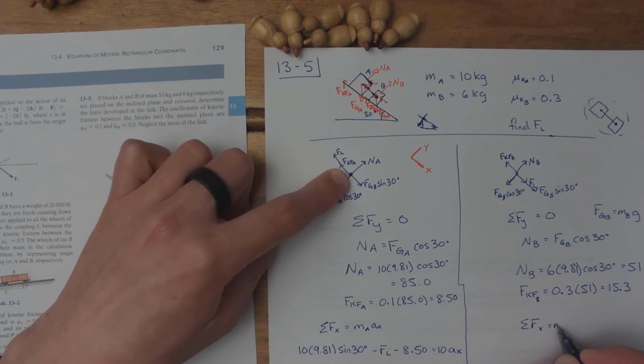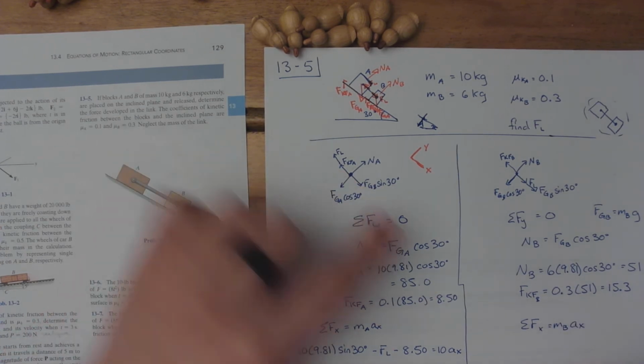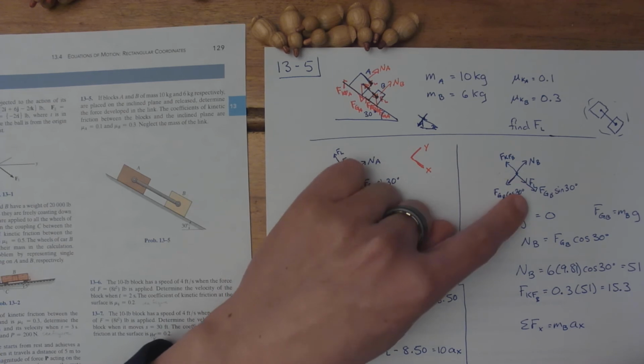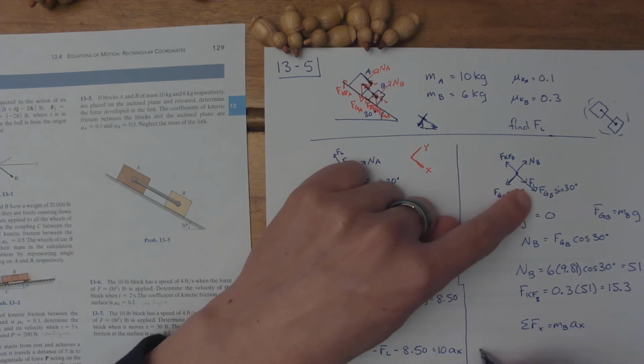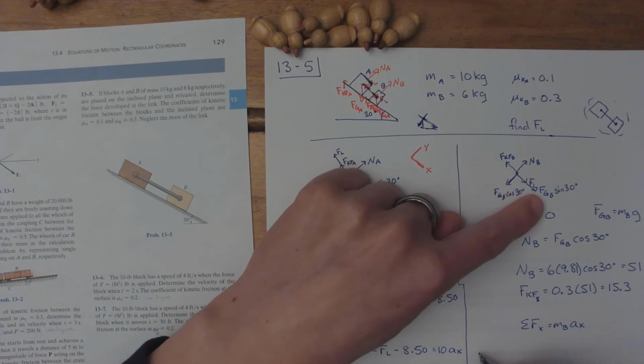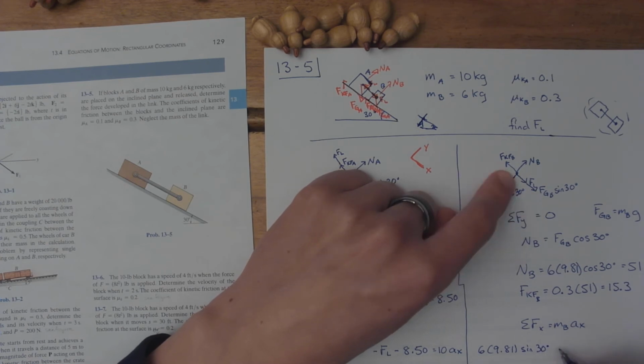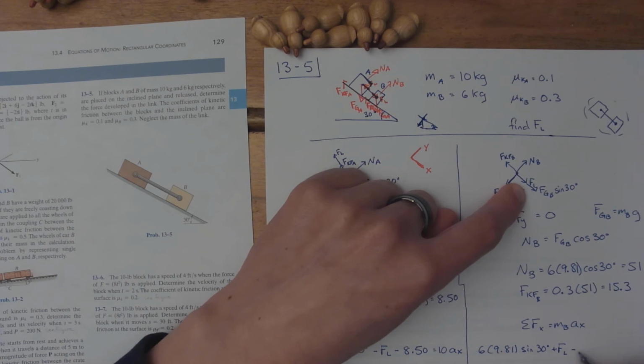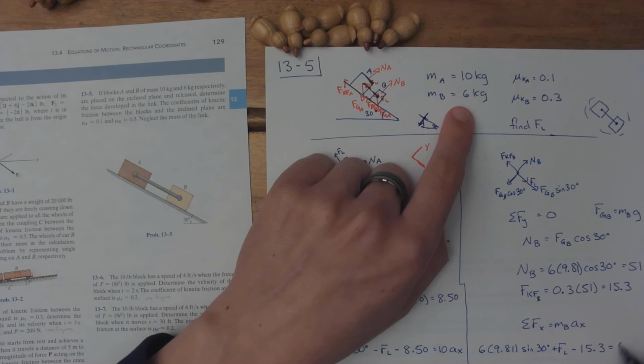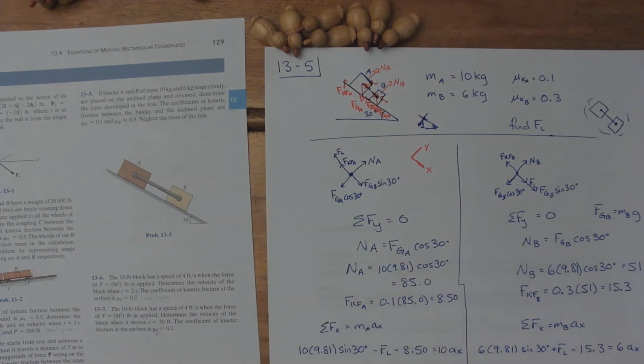Now we do the same thing for block B. And we have, going in the positive x direction, this would be the mass of 6 times 9.81 times sine of 30 degrees plus the force of the link minus the force of kinetic friction, which is 15.3. That's equal to the mass of the block times the acceleration in the x direction.